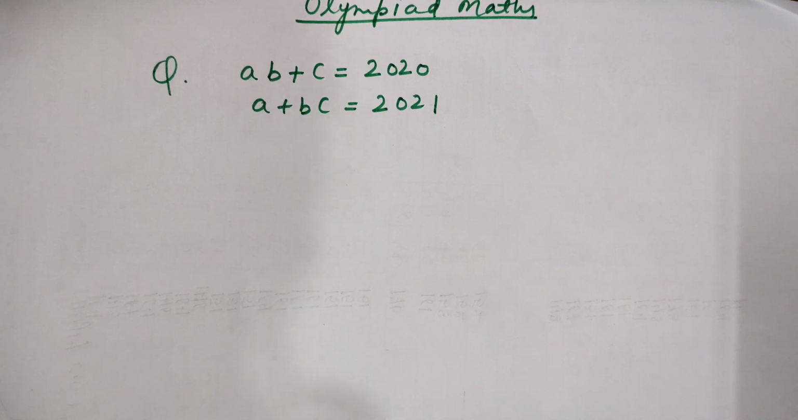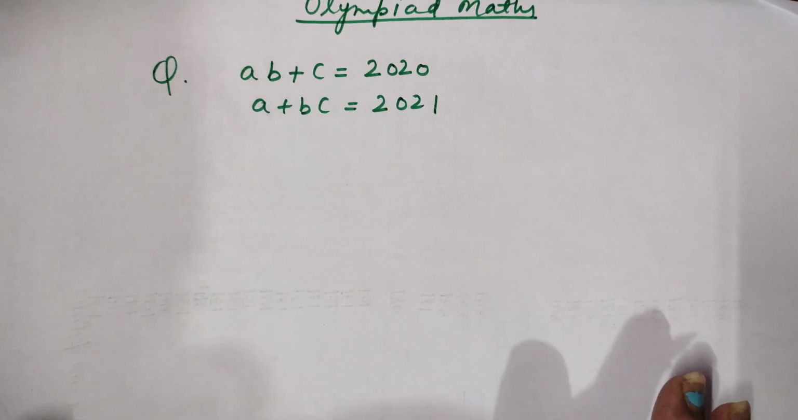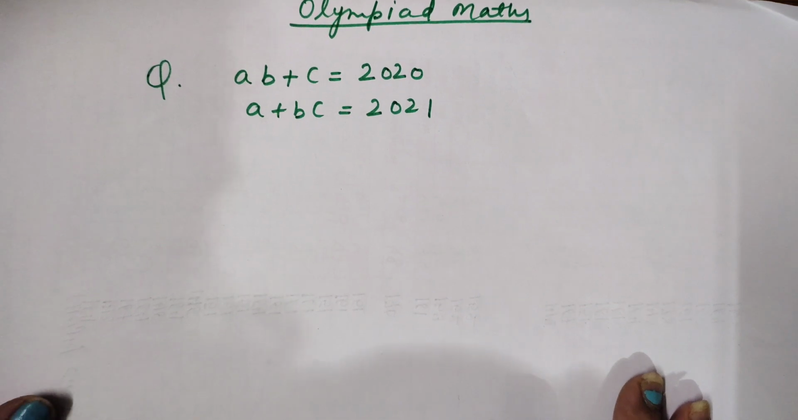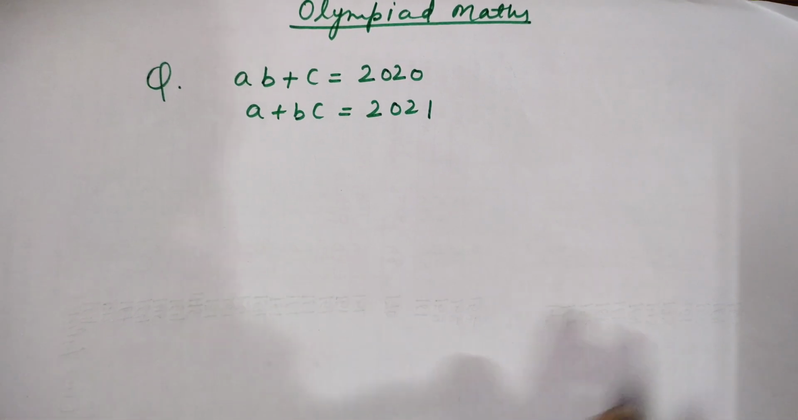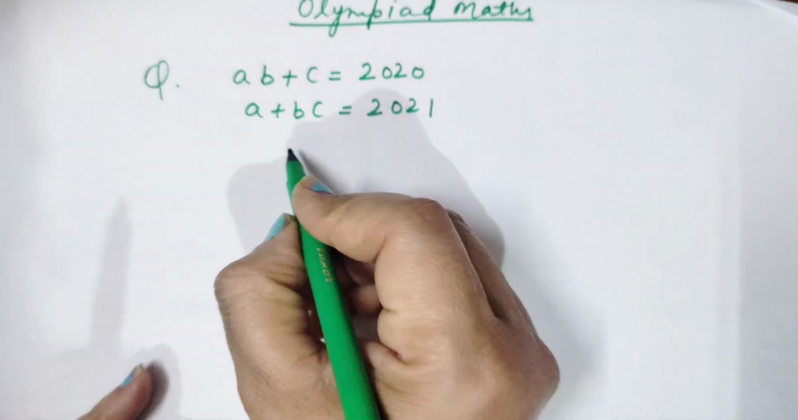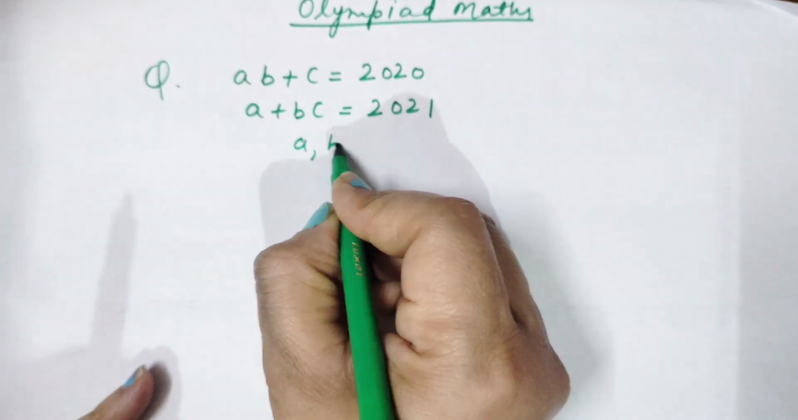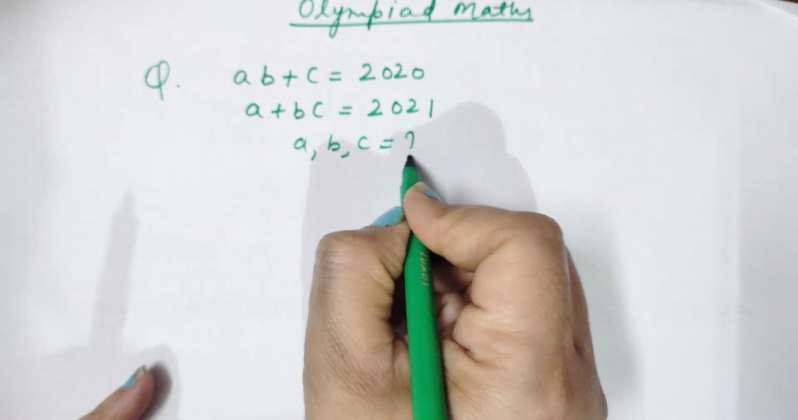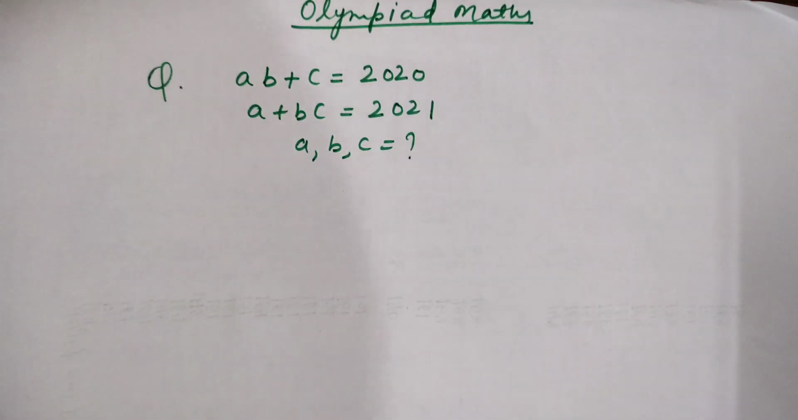So today we are going to another question, an Olympiad question, in which there are two equations: AB plus C equals 2020, and the next equation is A plus BC equals 2021. And here we need to find the values of the unknown variables A, B and C.